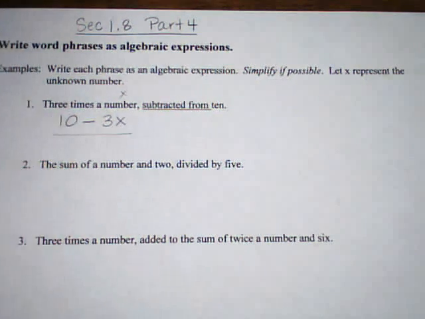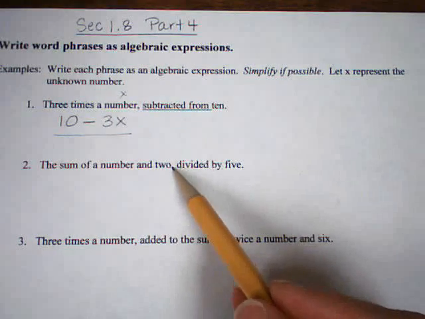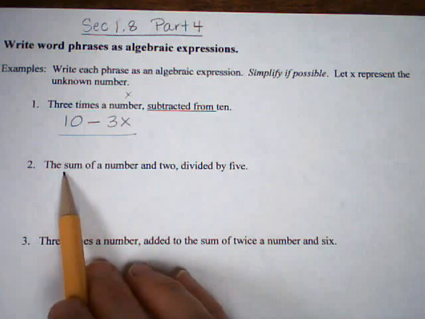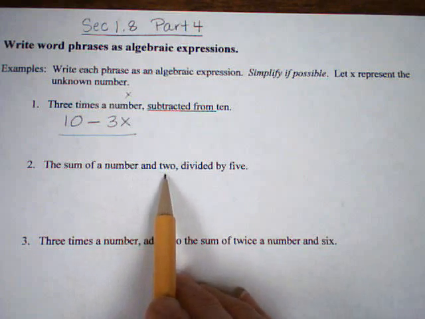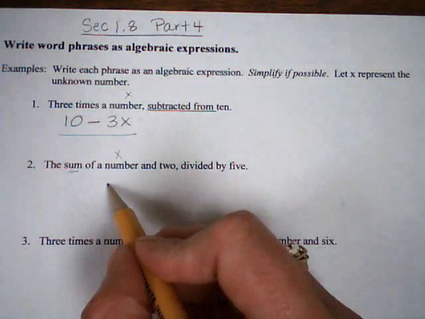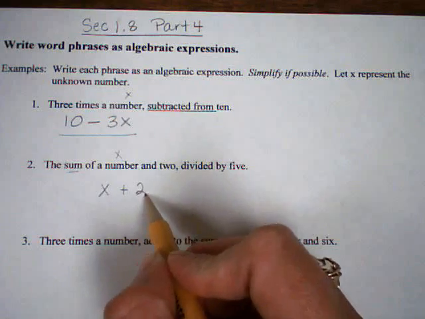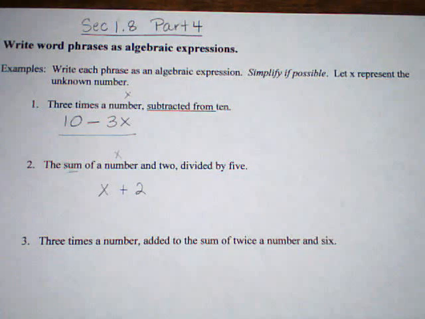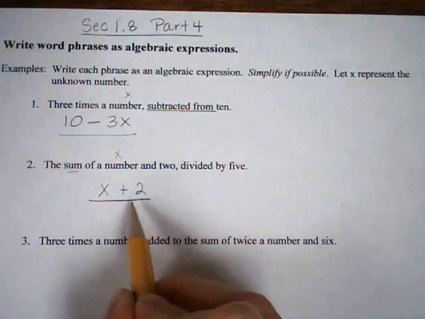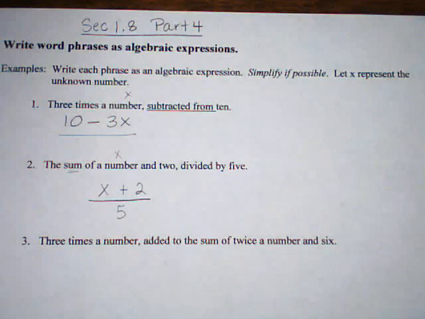Okay, number 2 says the sum of a number and 2 divided by 5. Again, use that comma to separate yourself off and do it in parts. What does sum mean? The sum of a number and 2. Well, my number is x. Sum means addition, so I'm adding a number and 2. So this would be the sum of a number and 2 divided by 5. A lot of times we'll just use the fraction bar to show division, so all of this is divided by 5. This would be one way you could write it.